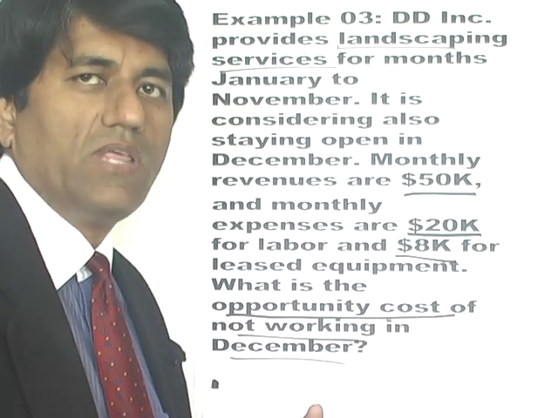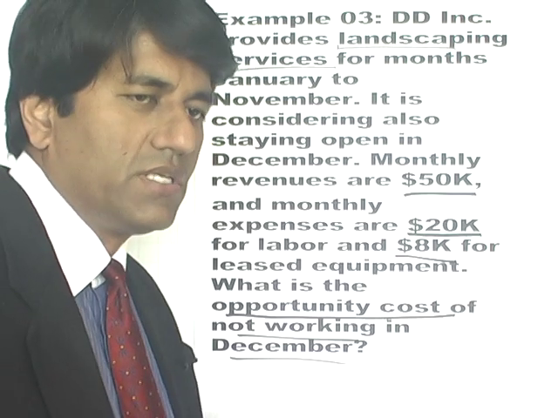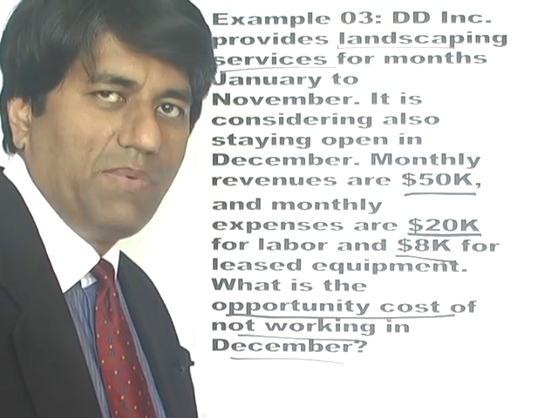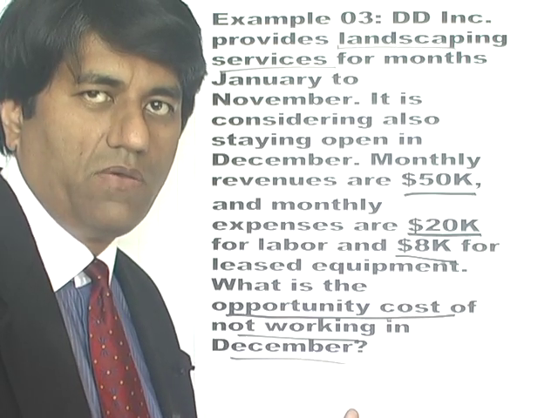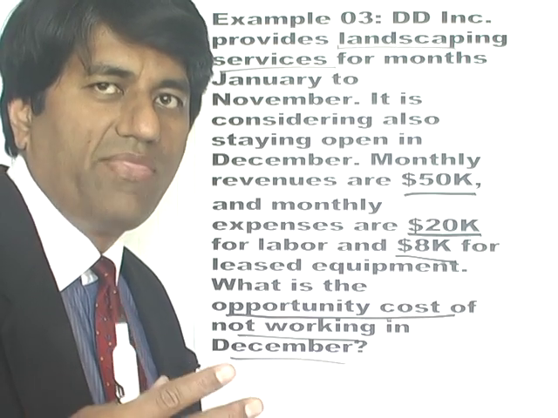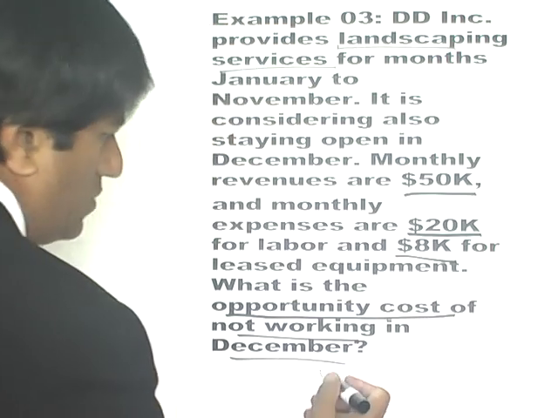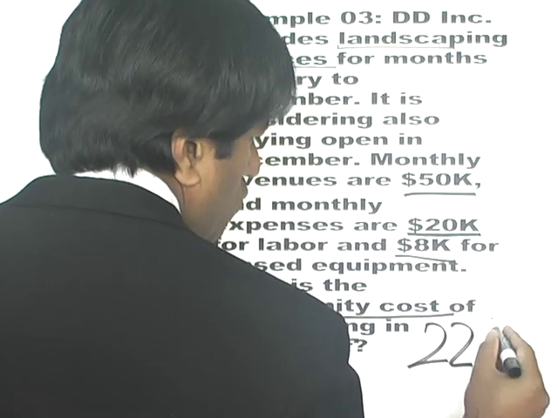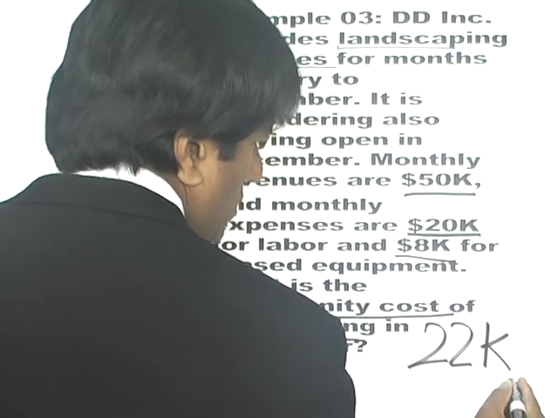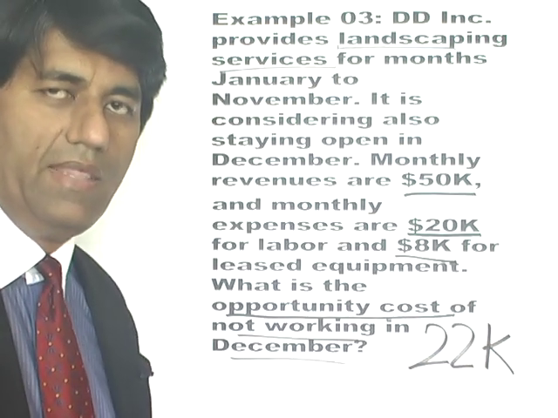Now, if it generates 22,000 in profits, and the owner chooses the option of not keeping the firm operating, then he's giving up 22,000 for that month of December. And that is the opportunity cost. So the answer for opportunity cost is 22,000. And that is basically the profit which the firm makes in a month.